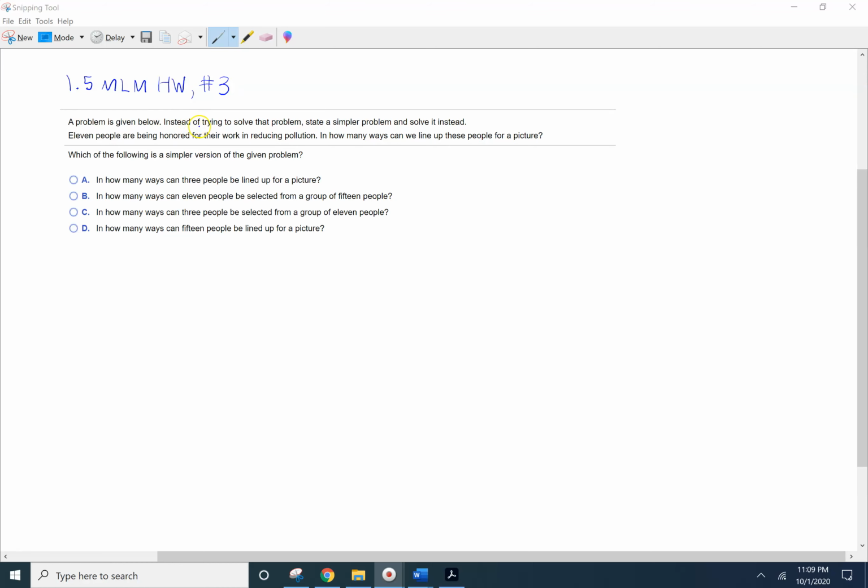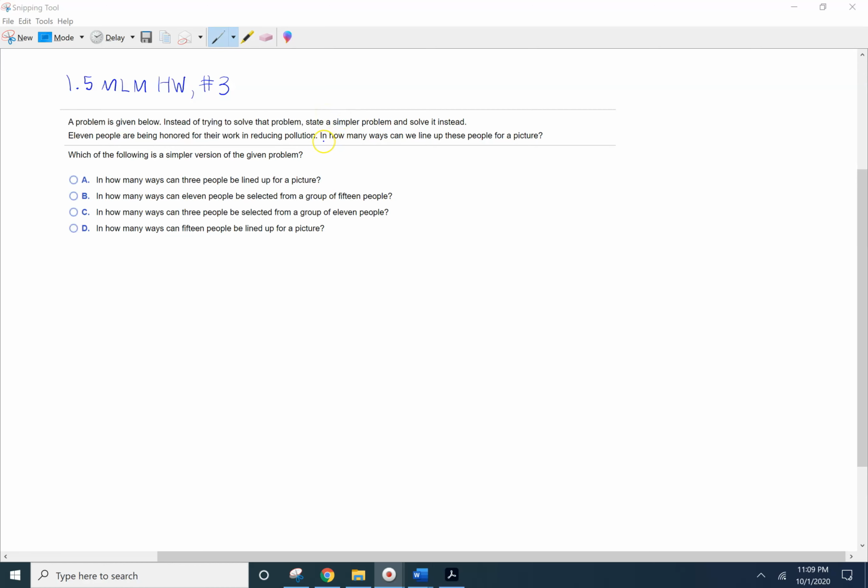It says, instead of trying to solve the problem given below, state a simpler problem and solve it instead. 11 people are being honored for their work in reducing pollution. In how many ways can we line up these people for a picture? So this problem is actually not too bad. You could solve the answer using the multiplication principle without replacement, but we're not asked to do that. We're asked to figure out a simpler problem, and then solve the simpler problem.